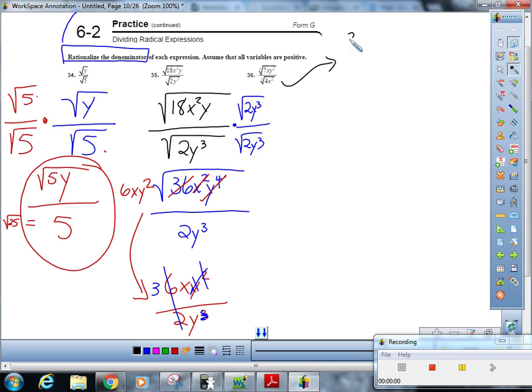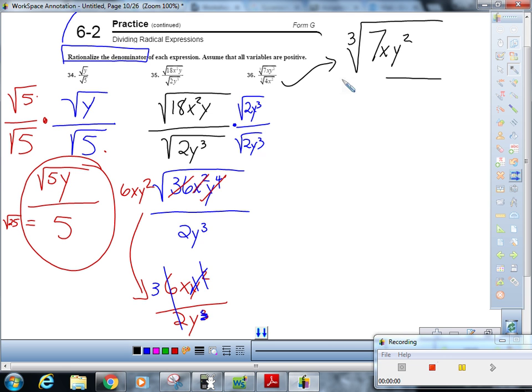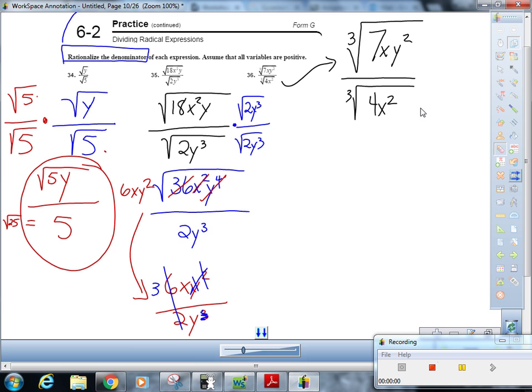Let me give myself some room. The cube root of 7x y squared over the cube root of 4x squared. Okay? Alright, we're going to stick with the strategy. So when we rationalize, we multiply by 1. What form of 1 are we going to do here? The cube root of 4x squared over the cube root of 4x squared.